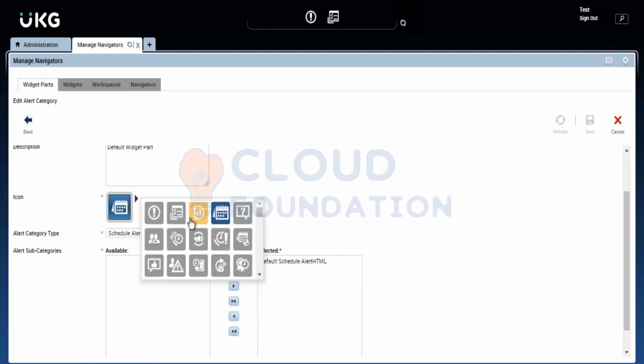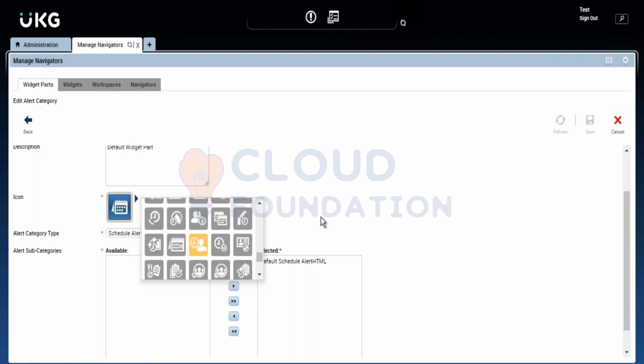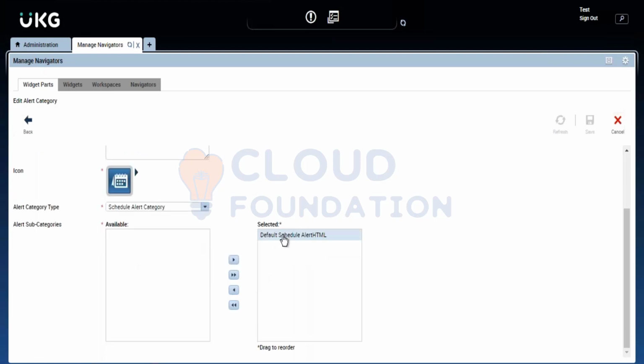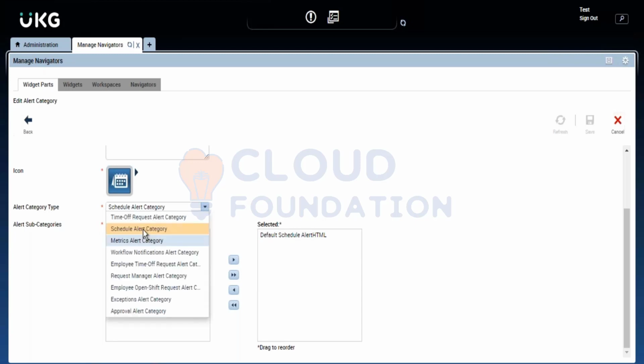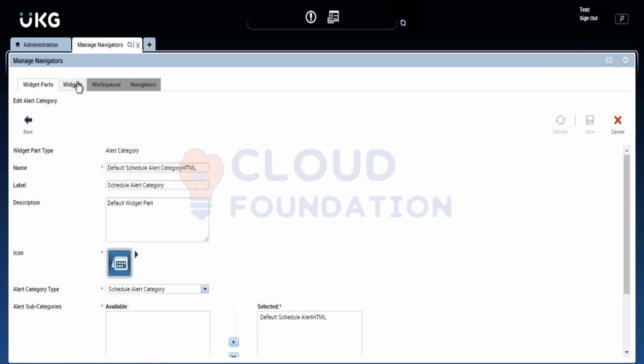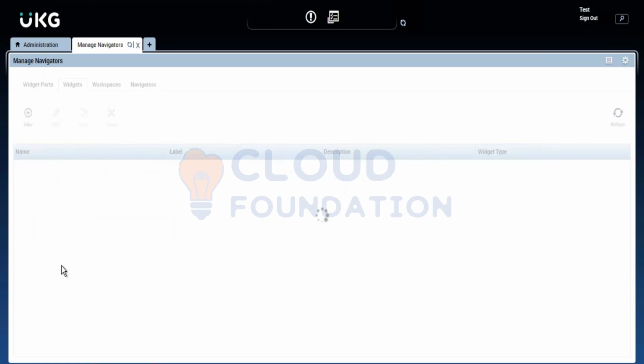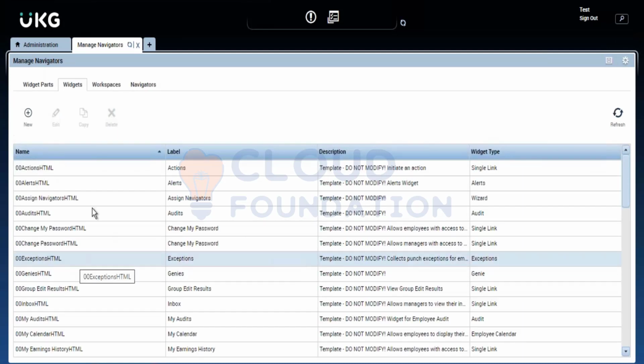So I have different icons over here. I can select any icon to have an idea of it. This is a widget part. This is a widget part. So I can have any symbols to show up for me. So they have selected alert HTML. I think they have only created one in this system. Yeah. So this is basically to alert any changes in the schedules, or they can check the schedules. So this is one. So I combine one or two widgets to create a workspace.